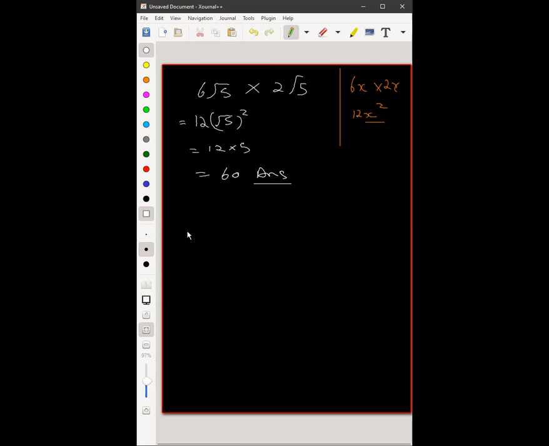Copy this down also. Don't forget that you have to do the whole thing, √5 the whole thing squared, which becomes 5, because √5 squared is 5. Don't leave your answer on this step, it will be wrong. You have to finish it finally.